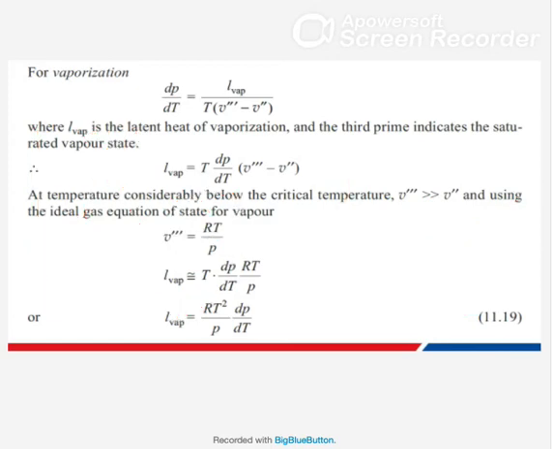So if you assume your vapor as an ideal gas, then you can apply this equation, P multiplied by specific volume equals RT. Then you can replace this one with RT. So finally you get the latent heat of vaporization as RT square by P dP by dT. So if you know, at any state point, the pressure, the temperature, and the slope at that point, then you can calculate the latent heat of vaporization.